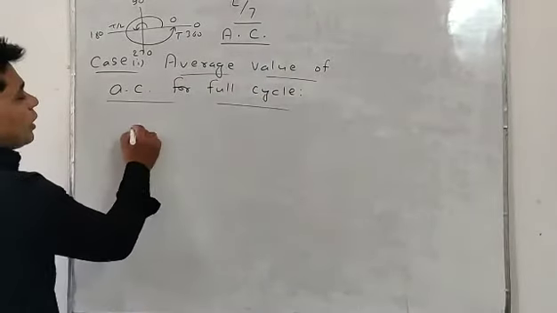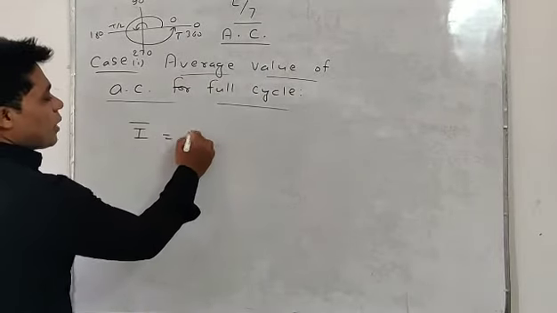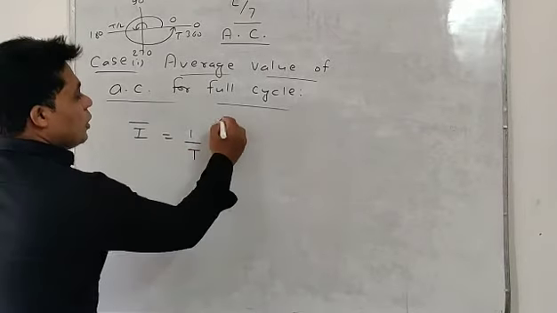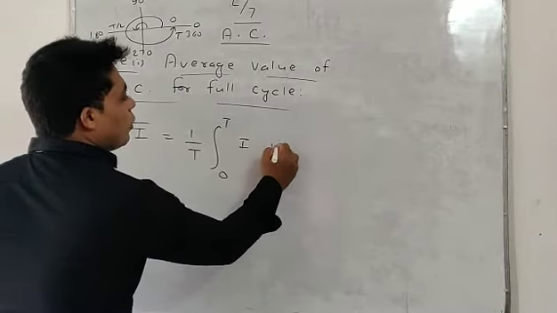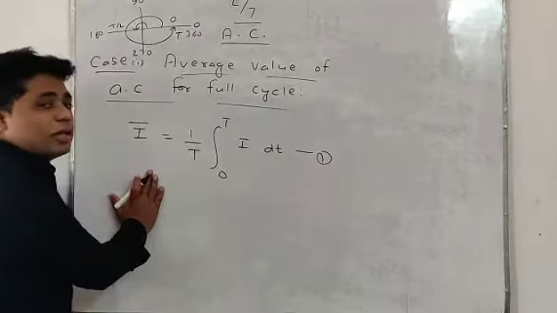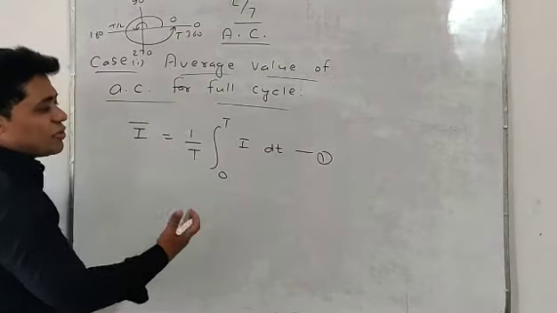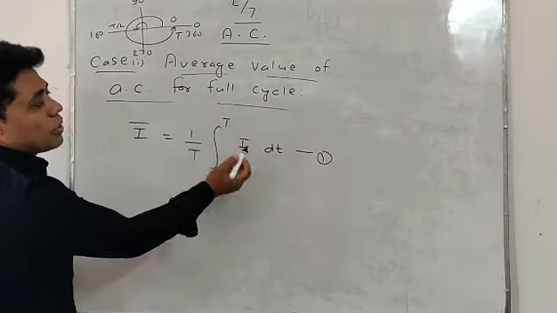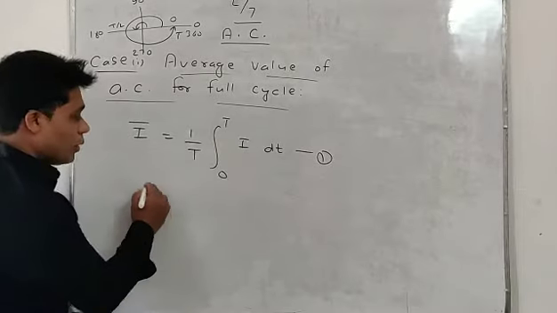What is the formula for finding average value? I bar equals 1 by T, integration 0 to T, I dt. That is the formula for finding the average value, where I bar is the average value and the 0 to T limit shows that it is for the full cycle.